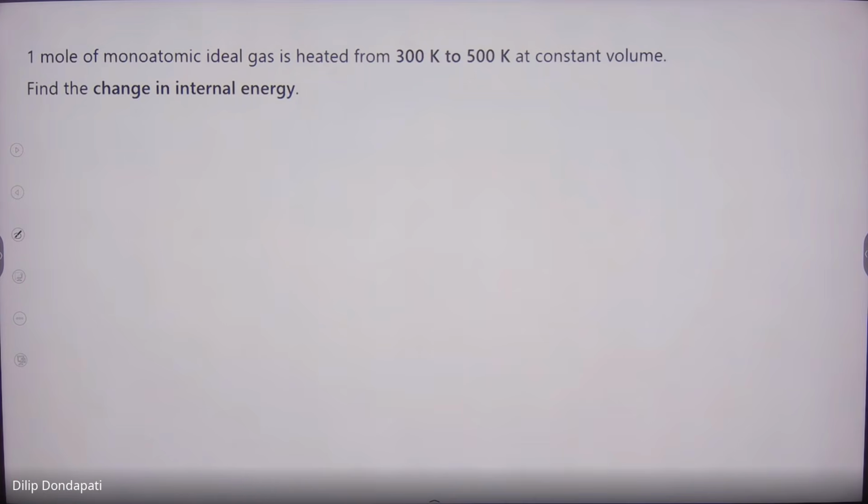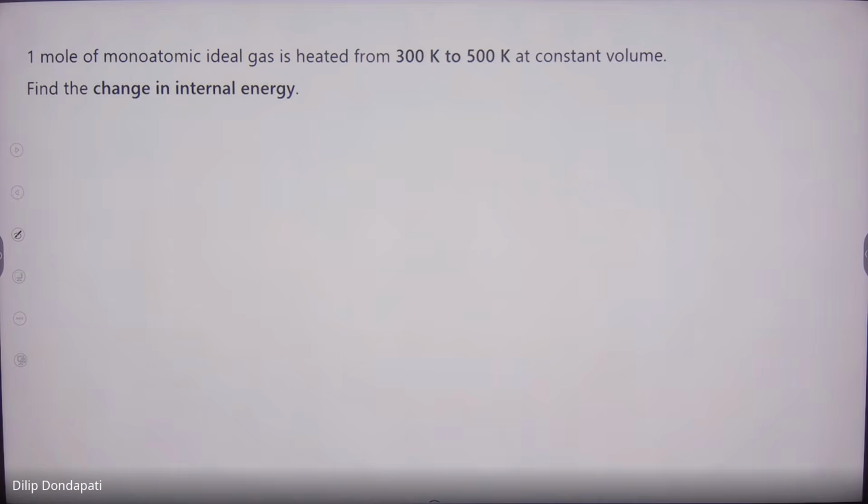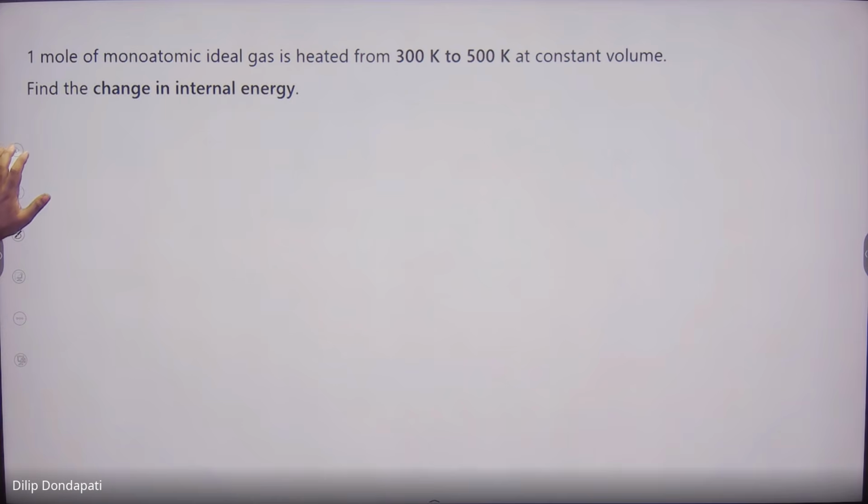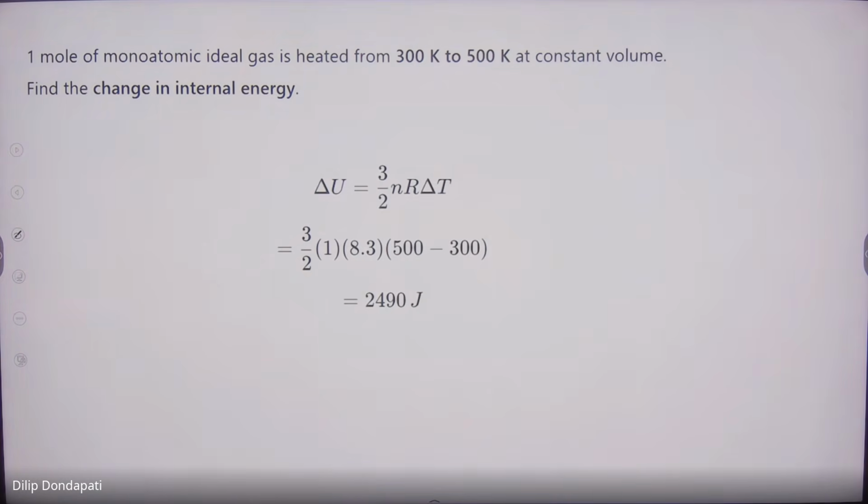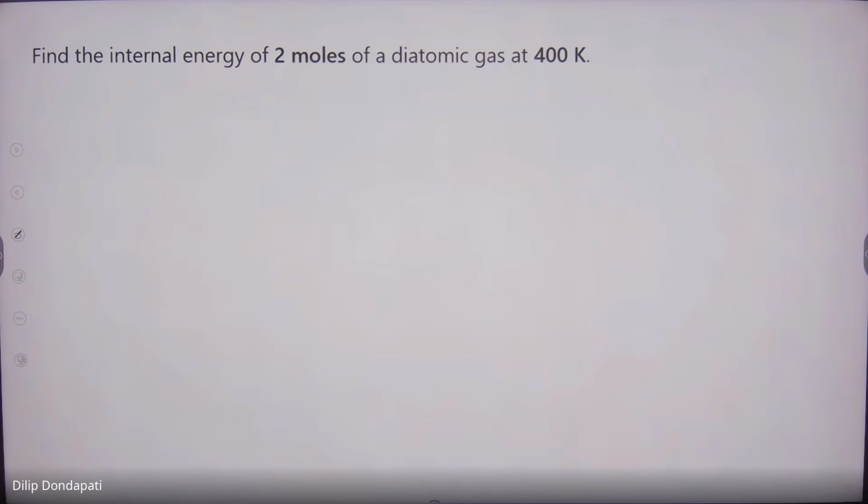Yeah, sir, 300 R. If you put R as 8.3, 300 R gives 2490. R is 8.3, you can put that there. Okay, 2490. Next: find the internal energy of 2 moles of diatomic gas at 400 Kelvin. I want internal energy at this temperature.